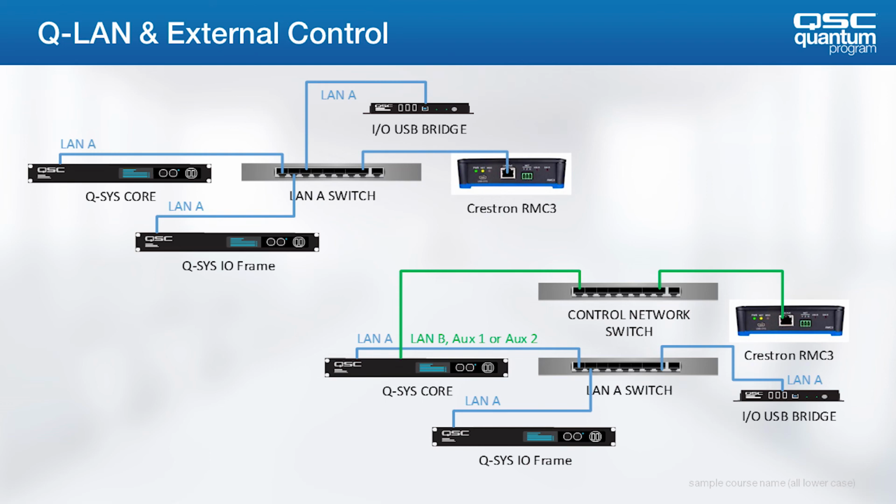Many integrators struggle with the idea of should I or shouldn't I with placing the external controller on the same network as the Q-SYS peripherals and Q-LAN audio traffic. Should external control be separated onto a separate network? The answer is whatever you're comfortable with.